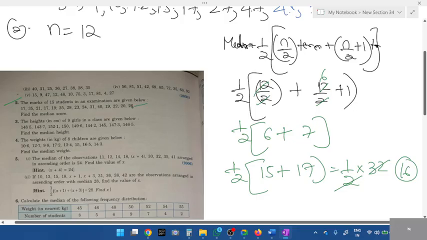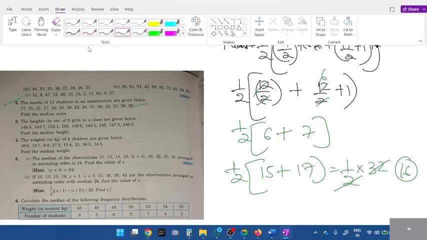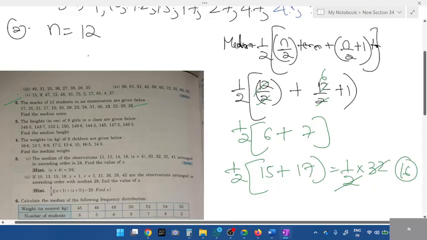11 terms. Odd or even? Is 11 odd or even? Odd. For odd, how do you find the median, students? What is the median formula? It is just n plus 1 divided by 2. So don't write 11 plus 2; 11 plus 1 is 12 divided by 2 is 6. You should arrange it in ascending order. Is it clear? Then you should take the 6th term. So we'll skip the second one. Look at the third one. Tell me the third one, students.